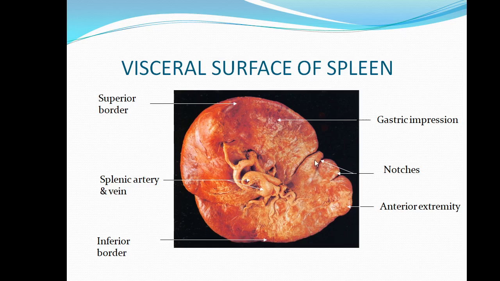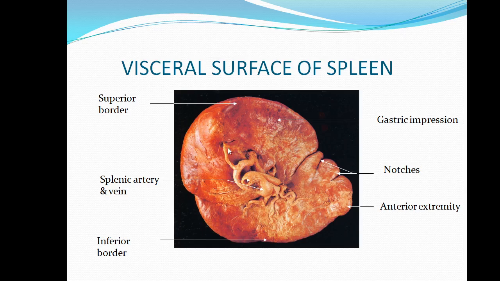and this represents the developmental fact that the spleen develops from multiple nodules and which have fused to form the spleen. So this development is shown here, that the multiple nodules have fused. This is the inferior border, and here you can see the hilum.